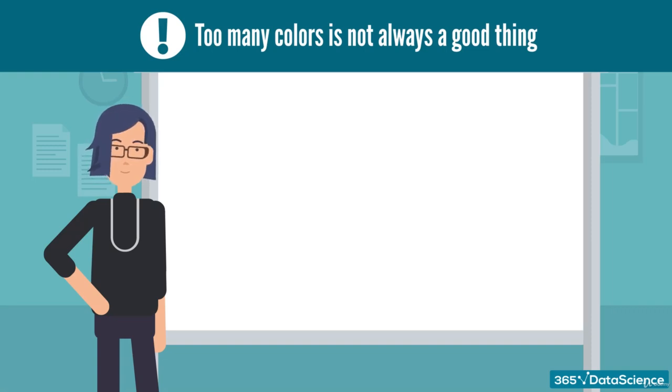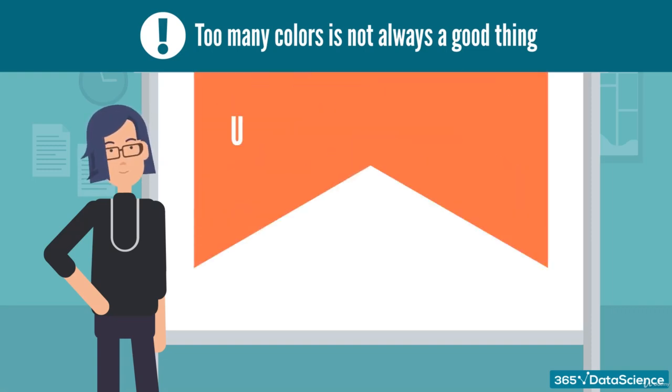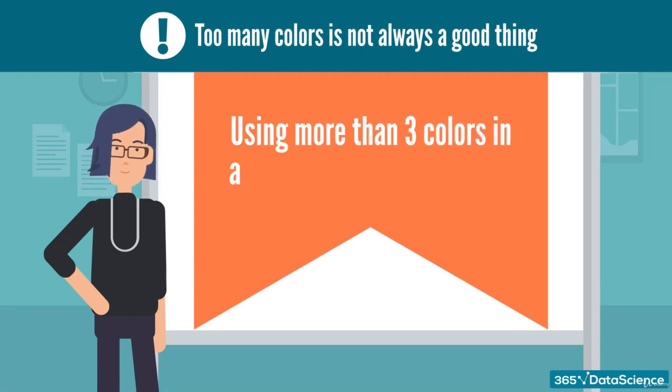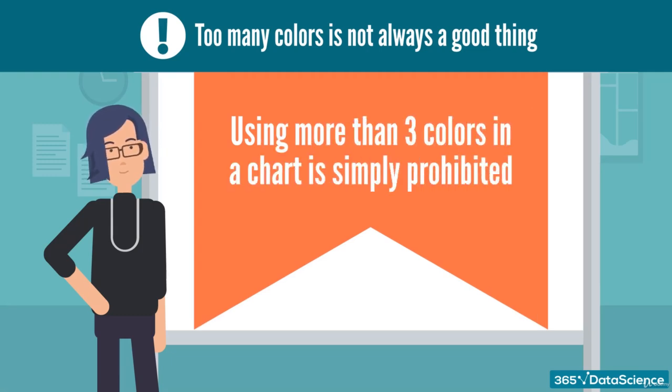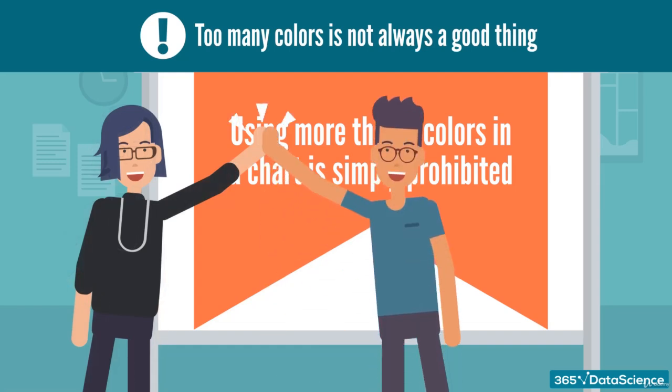So if you take away one principle from this lecture, it is that using more than 3 colors in a chart is simply prohibited. Usually going for 2 colors is desirable, but a 3-color scheme is the upper limit. Good, I'm sure you will remember that and stick with it throughout our work together.